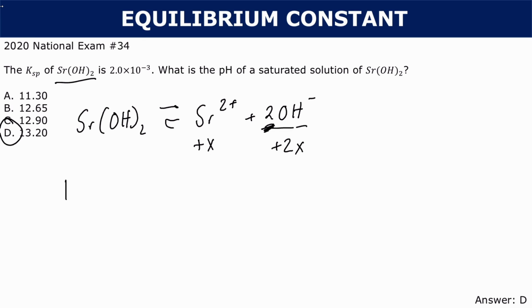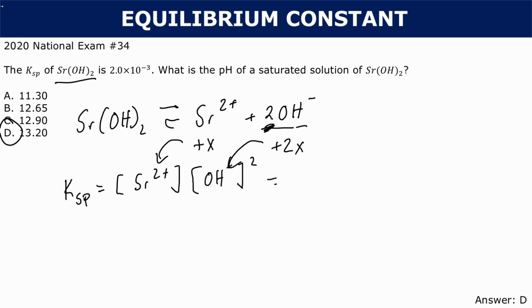Now let's write down our KSP again. So our KSP is going to equal the concentration of Sr2+ times the concentration of OH minus squared. And so we just found out what these are going to be. The concentration of Sr2+ is going to be X, and the concentration of OH minus is going to be 2X. So we can plug these back in. So X times 2X squared. And this is just the same as how we did S in the previous method. And so essentially it's back to the same thing again, where you solve for X and then you relate that to OH, and then you relate that to pOH, and then you relate that to pH.